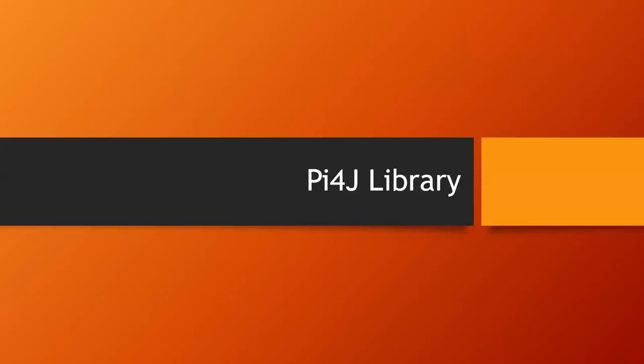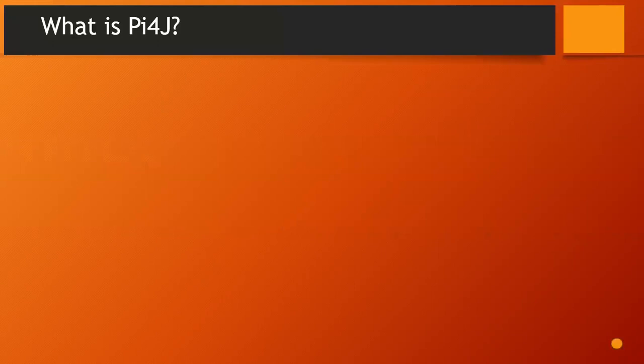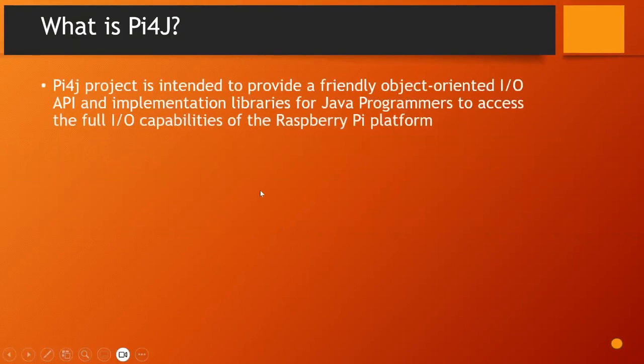As we discussed in the previous video, the next step for us to run Java programs in the Raspberry Pi is to download and use the Pi4J library, and that's what we're going to discuss in this video. So let's see, what is Pi4J? I just got these words from the website, so I'm kind of quoting what is there.